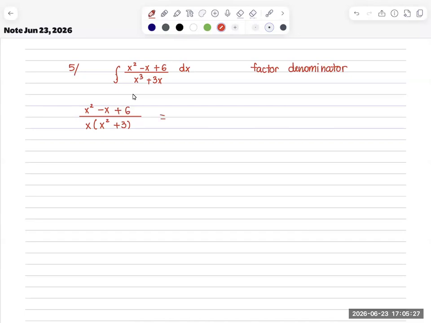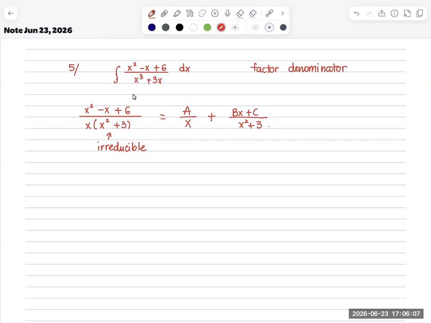Now we're going to decompose this. Remember, when you have a linear factor in the denominator, we have a constant in the numerator. So the x right here we will pair with A. Then you have another expression, x squared plus 3. This is irreducible. When it's irreducible, we have to use a linear expression for the numerator, so I'm going to do Bx plus C, all over x squared plus 3.